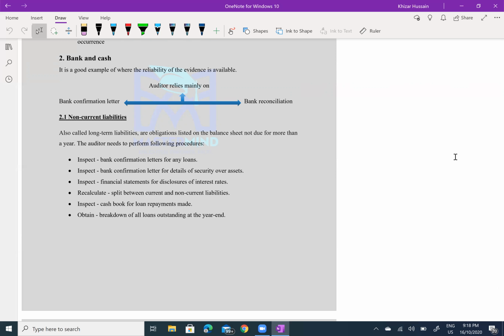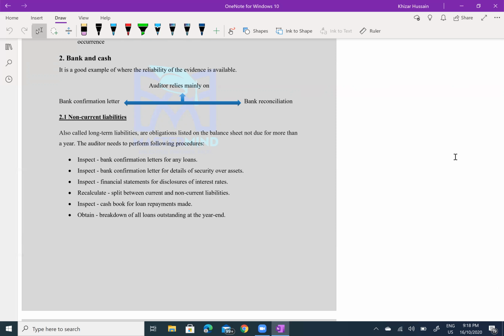Bank reconciliations, you all know from your F3 studies, not F7. You perform bank reconciliations to make sure the bank balance ties with the cash book. It's the client's job to perform them. But the point is whether the differences are investigated or not. That is what we are concerned about, because the differences cannot stay on forever.